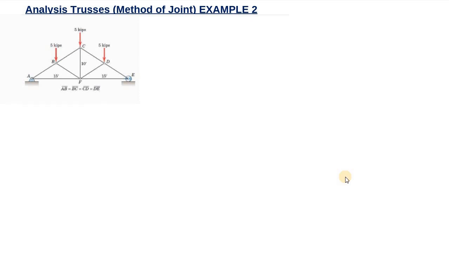Welcome to Inno tutorial. In this lesson, we are going to analyze a truss using method of joint. So this is going to be the second example. Now, if you take a look at the screen, we have a truss.